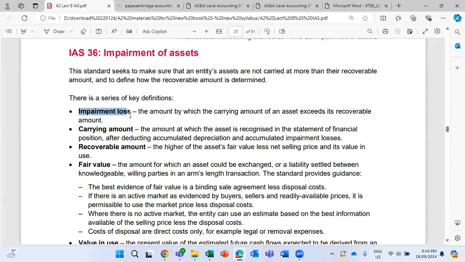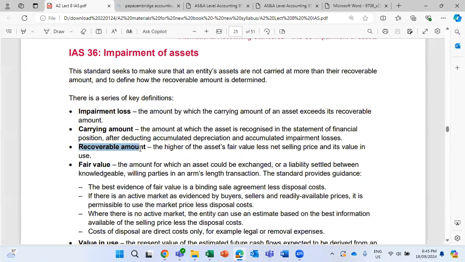Okay, starting with impairment loss. We would have an impairment loss if the carrying amount is greater than the recoverable amount. I will teach you shortly how to calculate the recoverable amount. Carrying amount, if you recall, is the cost minus accumulated depreciation, minus the impairment loss. So the carrying amount is the amount at which the asset is recognized in the SOFP after deducting accumulated depreciation and accumulated impairment loss.